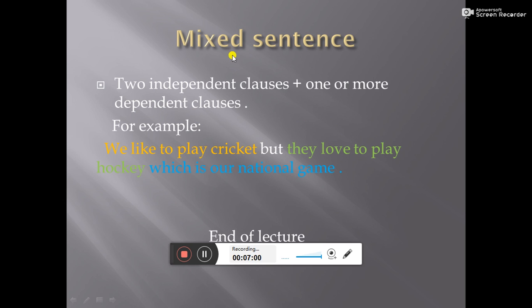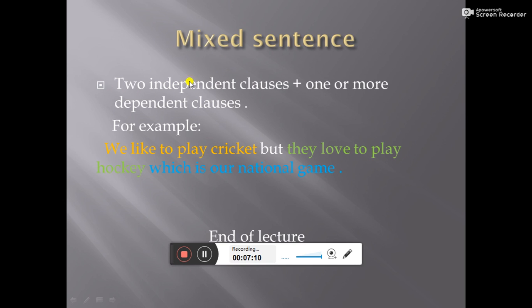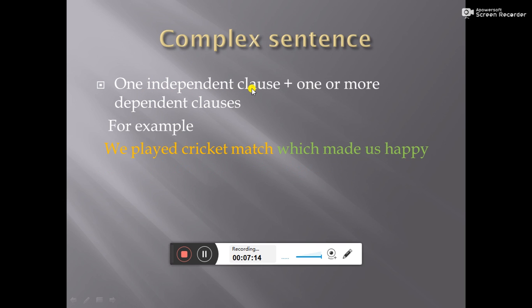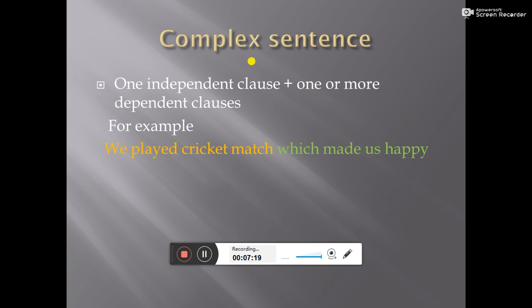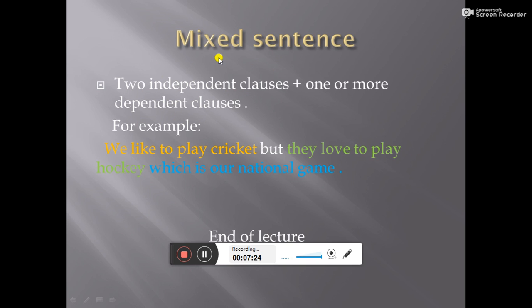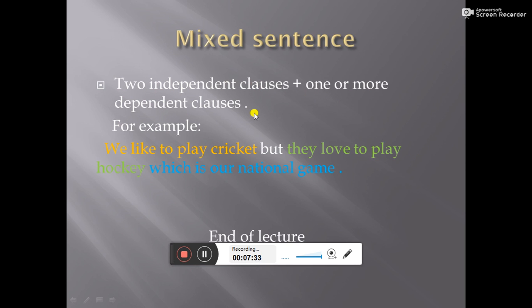But what is the difference between a mixed sentence and a complex sentence? You can see in a complex sentence there is only one independent clause, whereas a mixed sentence has two independent clauses. This is the difference between a complex sentence and a mixed sentence. Again, if you compare a complex sentence with a mixed sentence, a complex sentence has only one independent clause and one or more dependent clauses.